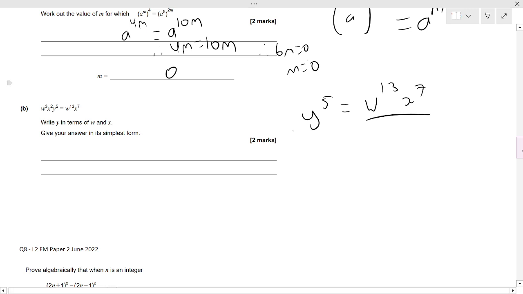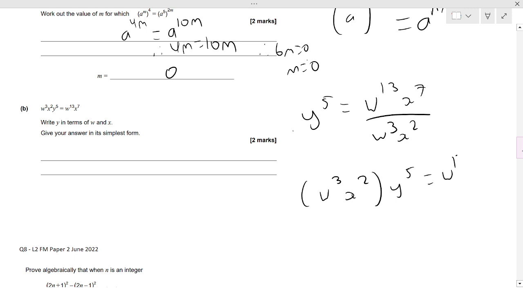Now we're going to divide by w cubed x squared, because this is almost like saying w cubed x squared lots of y to the 5 is w to the 13 x to the 7. So then we divide by this part to get rid of it, to just be left with y to the 5. Okay.